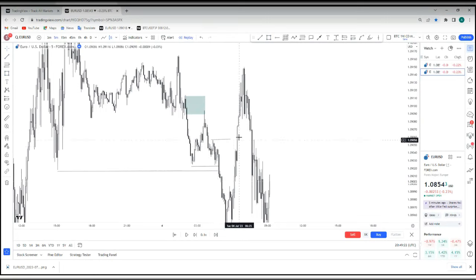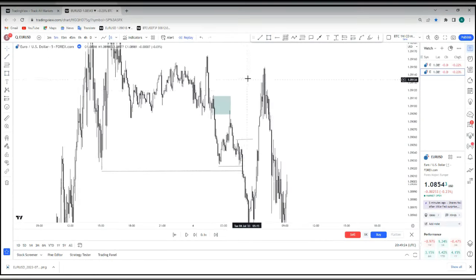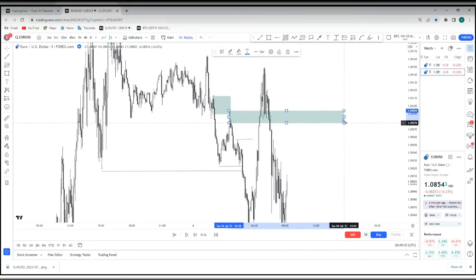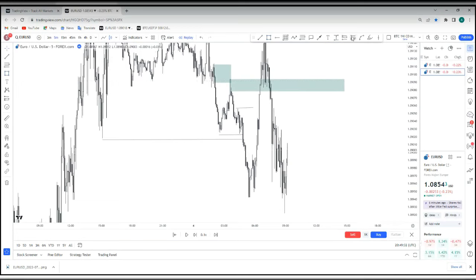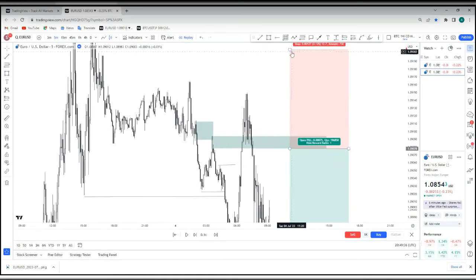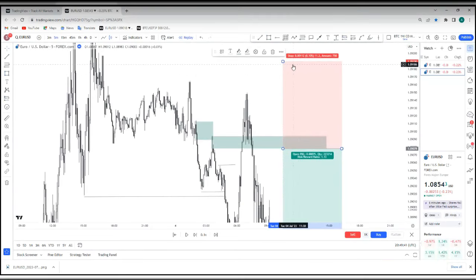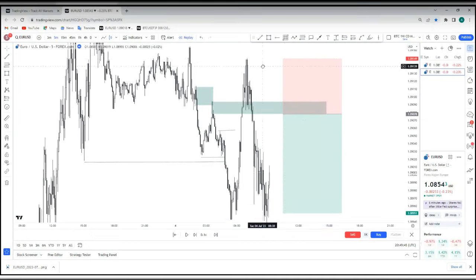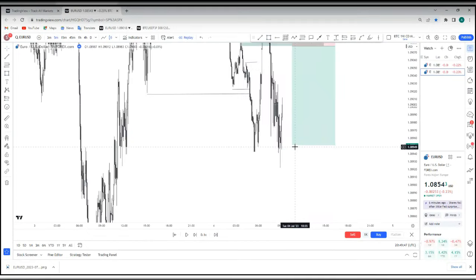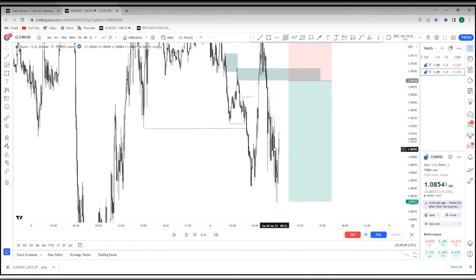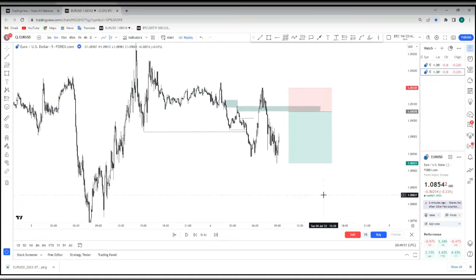But you can see how price filled us. Now, this area will be your entry. This area is going to be your entry. Target whatsoever value you are targeting.